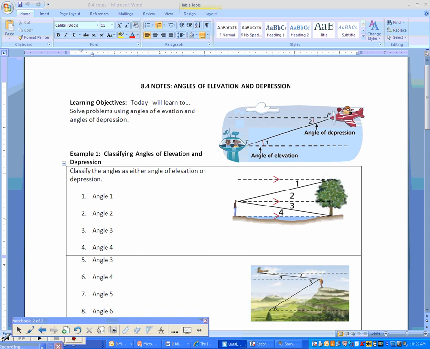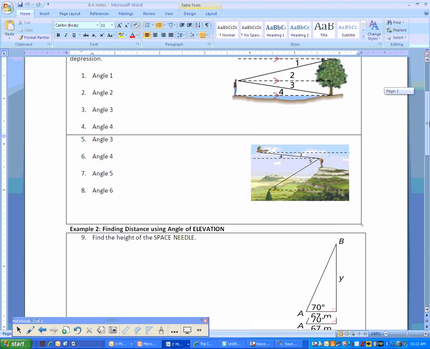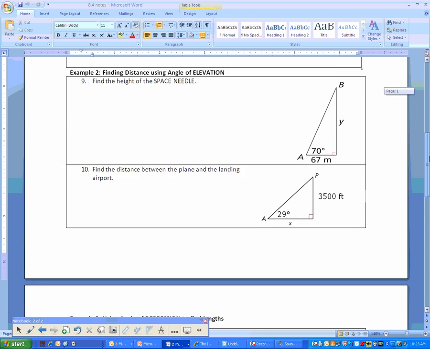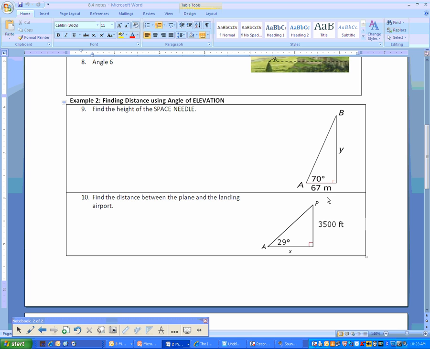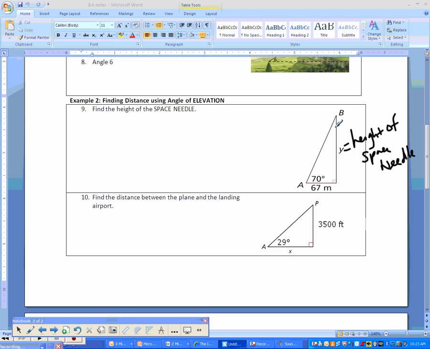Next, we're going to actually use angles of elevation and angles of depression to solve some problems. First ones are going to be easy because I'm going to give you a picture. I'm going to make it harder as we go and not give you pictures. So number 9 is find the height of the Space Needle. Again, I'm making it easy for you guys because I'm giving you a picture. And this is the Space Needle right here. So I'm going to put y equals the height of the Space Needle, which is pretty cool if you've ever been there in Seattle.